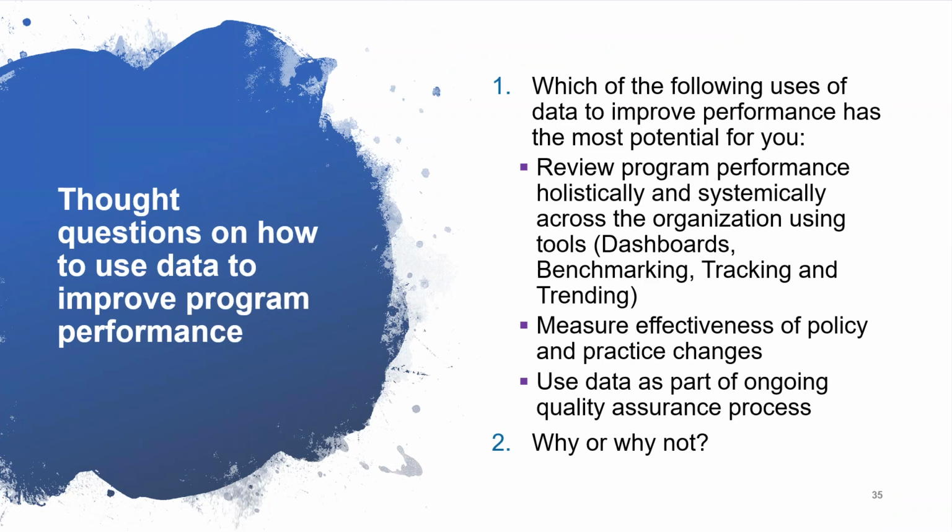So, in terms of program improvement, here are a couple of thought questions. Which of the following uses of data to improve performance has the most potential for you? Reviewing the program performance holistically and systemically across the organization using the tools we've talked about? Can you use it to measure some policy and practice changes that you are contemplating? And in your quality assurance process, are you currently using data? And for each of these questions, you have to ask yourself why or why not.